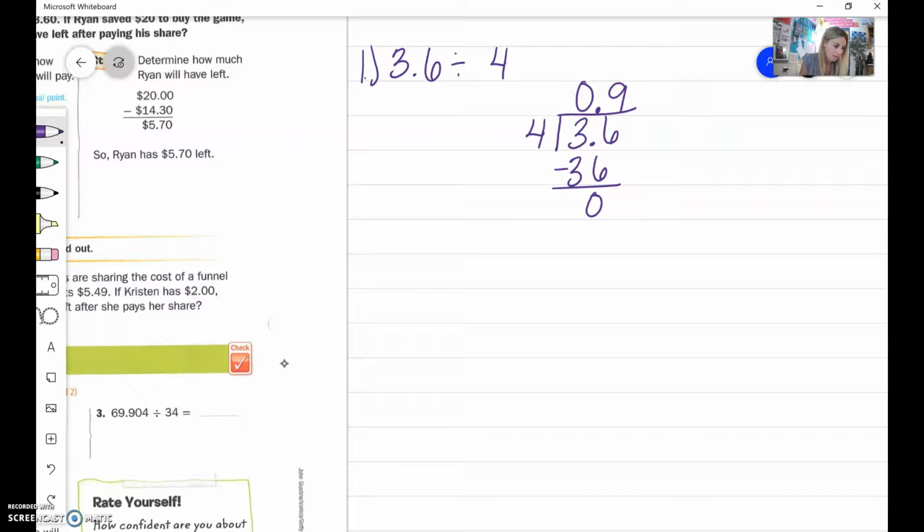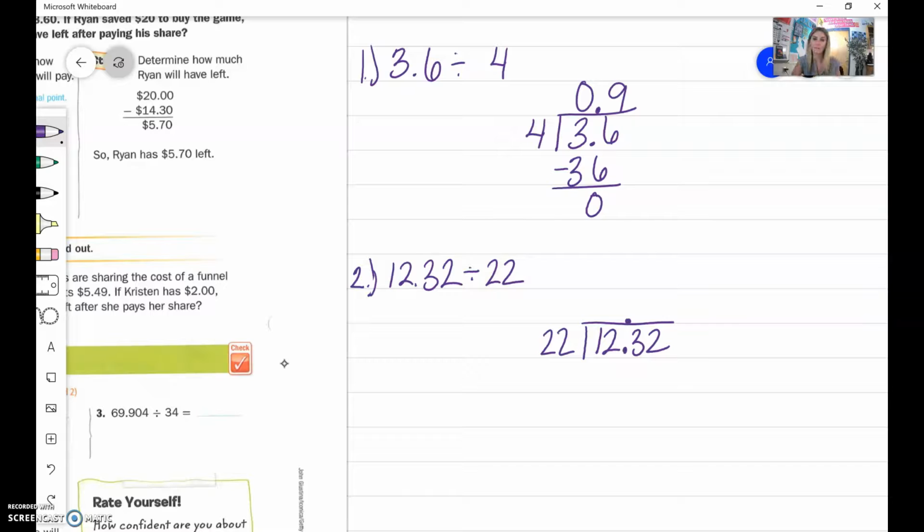All right, let's take a look at number 2. Okay, we have 22. Oh, no, it's not 22. It is 12 and 32 hundredths divided by 22. Okay, so we're going to go ahead and rewrite this as 12 and 32 hundredths divided by 22. So I'm going to go ahead and place my decimal point directly above. That's all we're doing, placing it directly above. And now I'm going to go ahead and solve this problem.